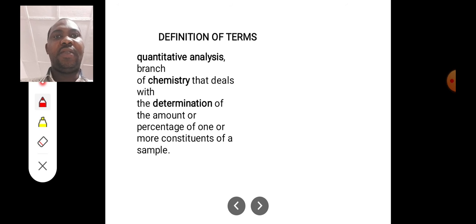The first is quantitative analysis. Quantitative analysis is a branch of chemistry that deals with the determination of the amount or percentage of one or more constituents of a sample. So in quantitative analysis, we are interested in determining the amount of substance in a sample.